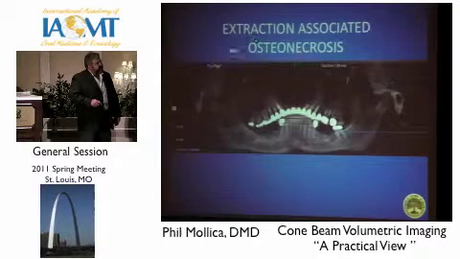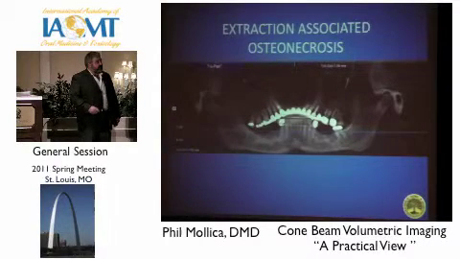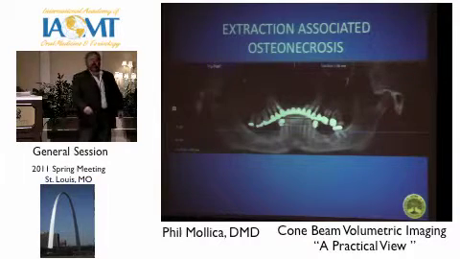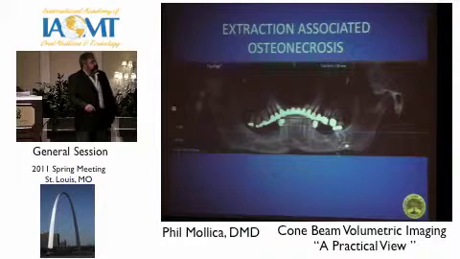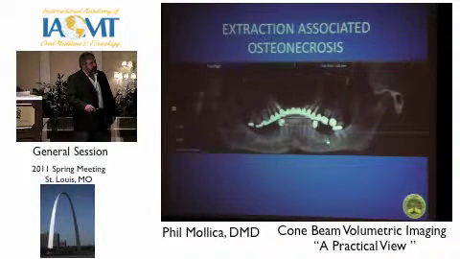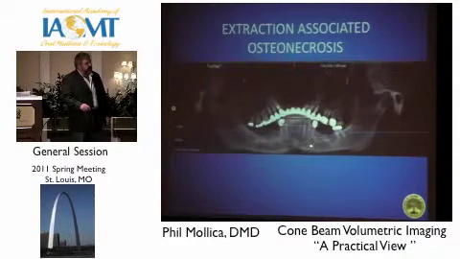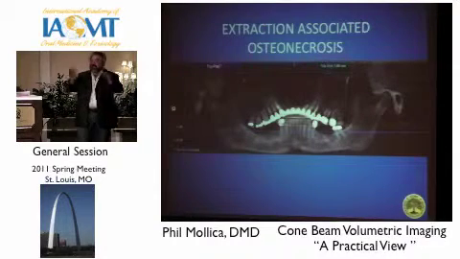Let's take a look at a case where we're talking extraction associated with osteonecrosis. Now, this is the classic case that everybody sees in the panoramic x-ray, okay? An extraction site here. We see that low density area coming up, and sometimes you see the outlines of the root.